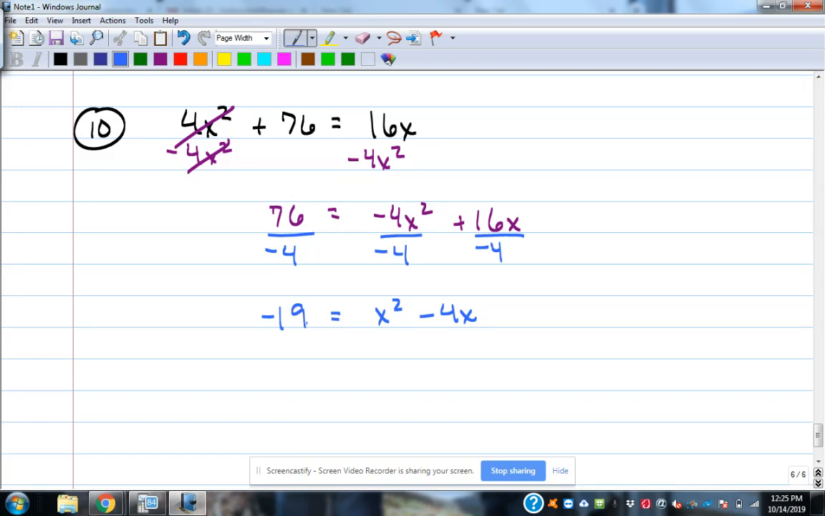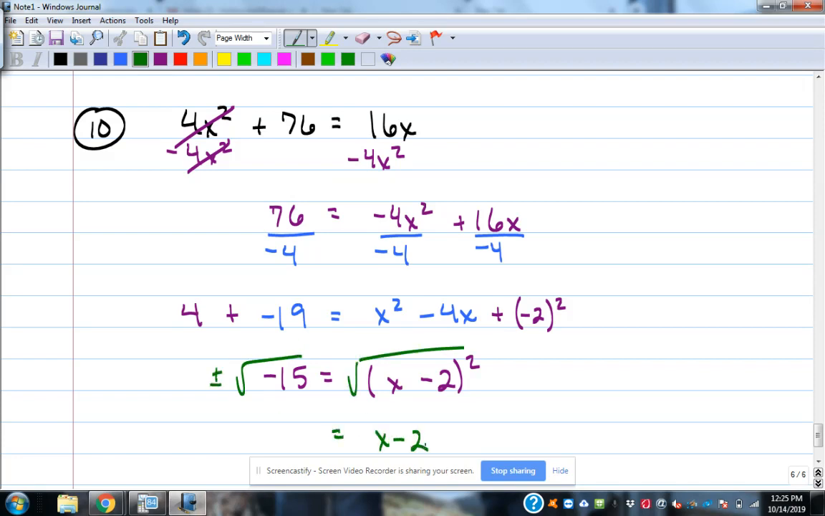Good. Negative 2 squared. Negative 2 squared would be 4, right? So it's going to be negative 15. And then what's the factoring on the right-hand side? x minus 2 squared. Good job. Now what? Take the square roots, plus or minus on the number side. So x minus 2, and then what's the square root of negative 15?